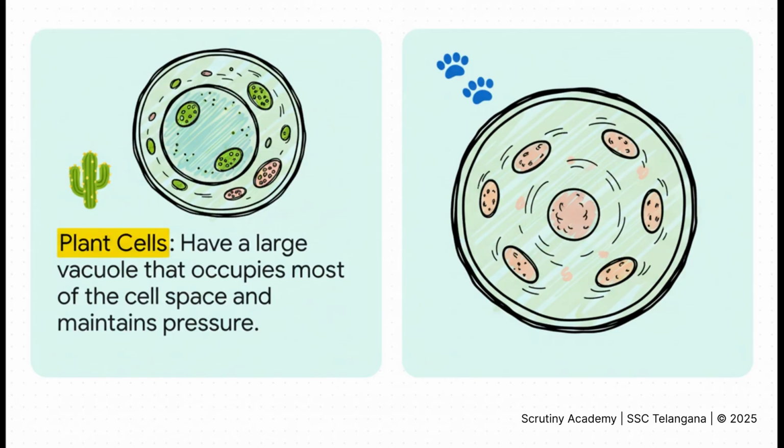Now, this is a key difference between plant and animal cells. In animal cells, you get a bunch of little ones. But in plant cells, whoa, there's often one massive central vacuole. It's like a giant water balloon that can take up most of the room in the cell. It stores water and pushes out against the cell wall, creating something called turgor pressure. That pressure is exactly what keeps plants from flopping over.